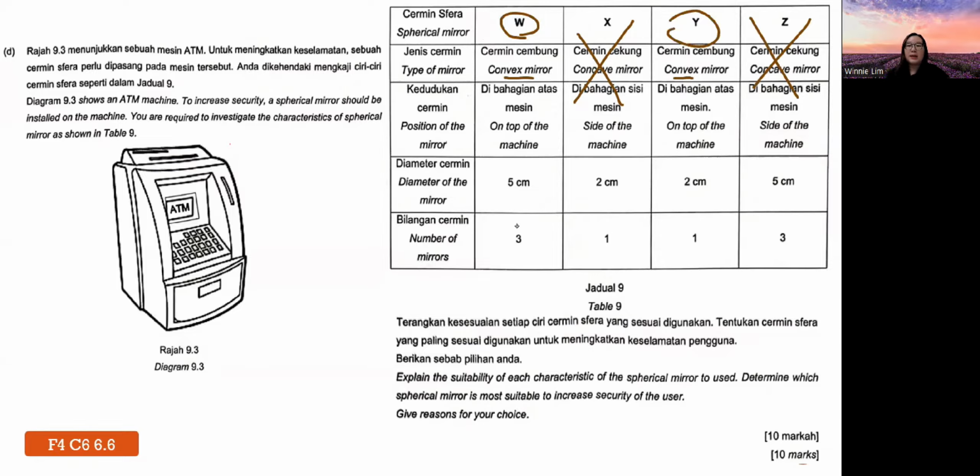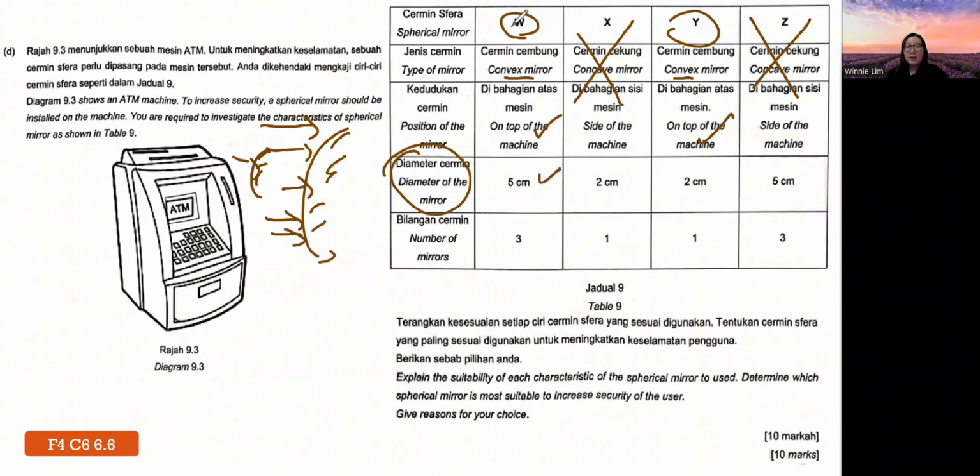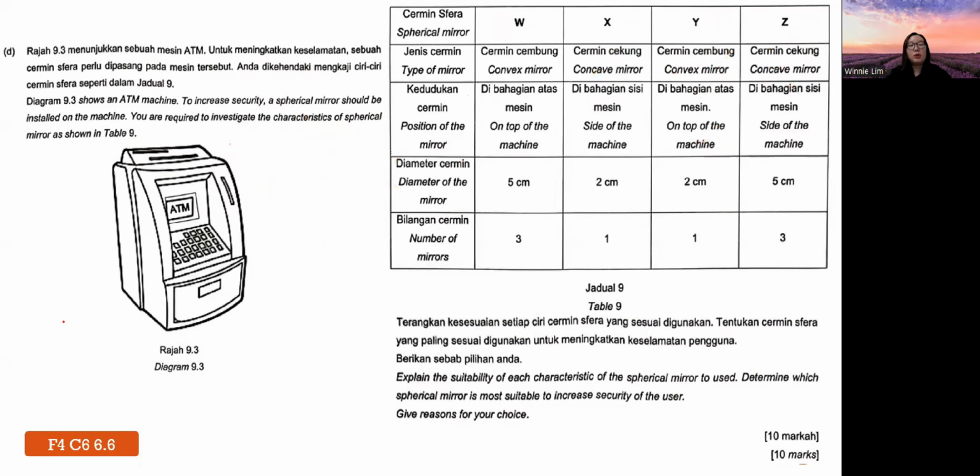Then other than that, we see the other aspects. Should the mirror be on top? Yes, both are on top. Now, what is meant by diameter of the mirror? This is a big diameter, this is a small diameter. We want more light to pass through, right? So we prefer the one that has a bigger diameter. So automatically now we know the choice already. Y is also not suitable because it's too short. Next, the number of mirrors: we also need more, in the sense that we can view from different angles. Once you know the choice, you will do a table, and we only focus on what to explain in W, not the other parts.